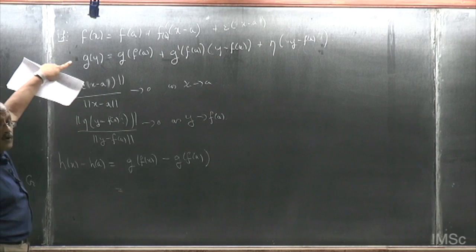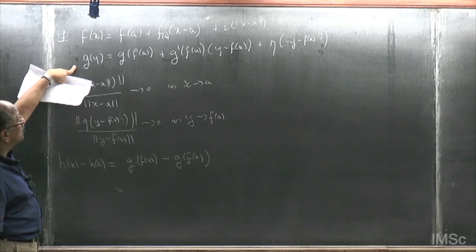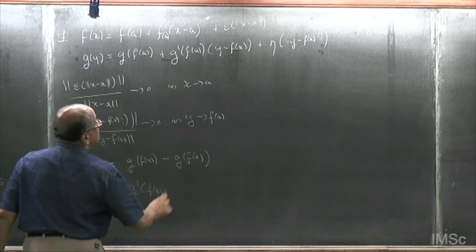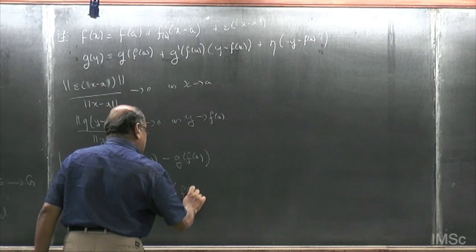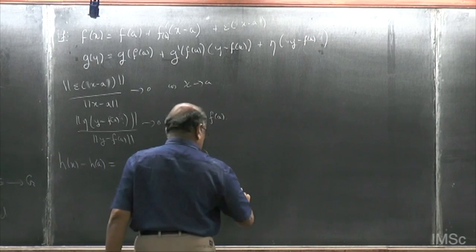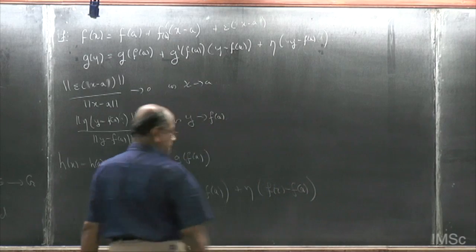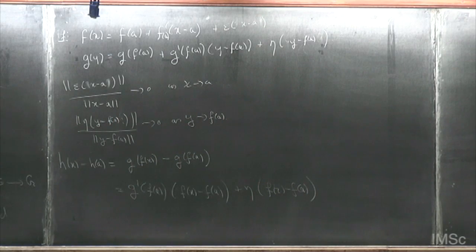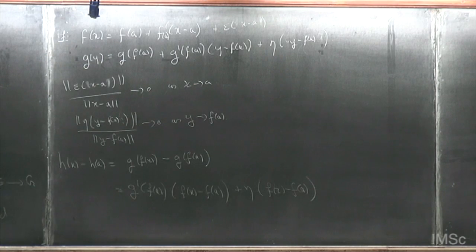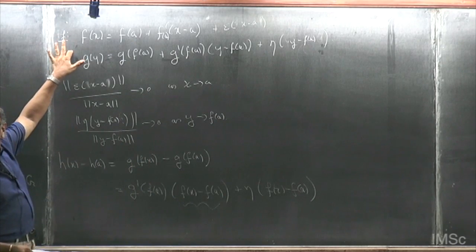So, I put y equals f of x and I use this relation. So, that will be equal to g dash of f of a into f of x minus f of a plus eta of f of x. I am just substituting this relation with y equals f of x. Now, I have here the f of x minus f of a, for which I will use whatever is here.